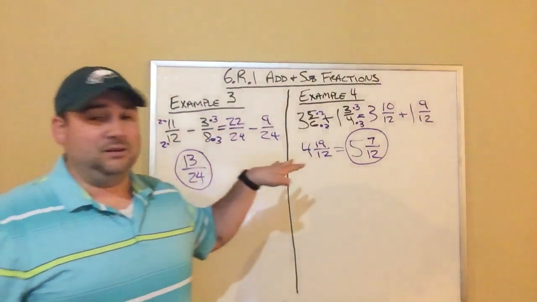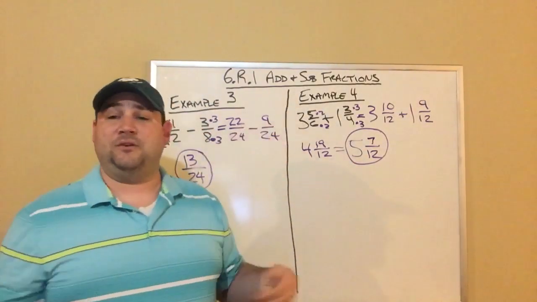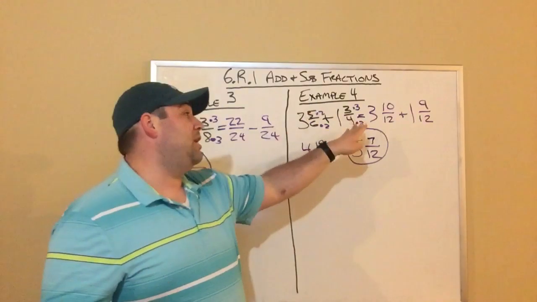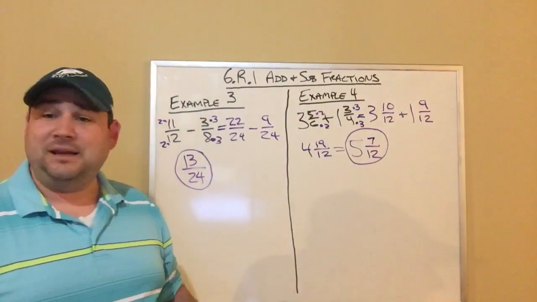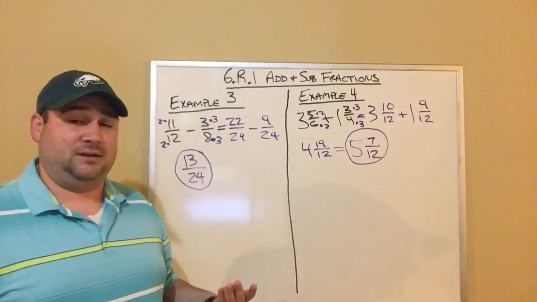And if you find that a little bit confusing, you could have gone the other route and made both of these fractions improper, found your common denominator, and did it that way. It still would have worked out. You still should have gotten the right answer.